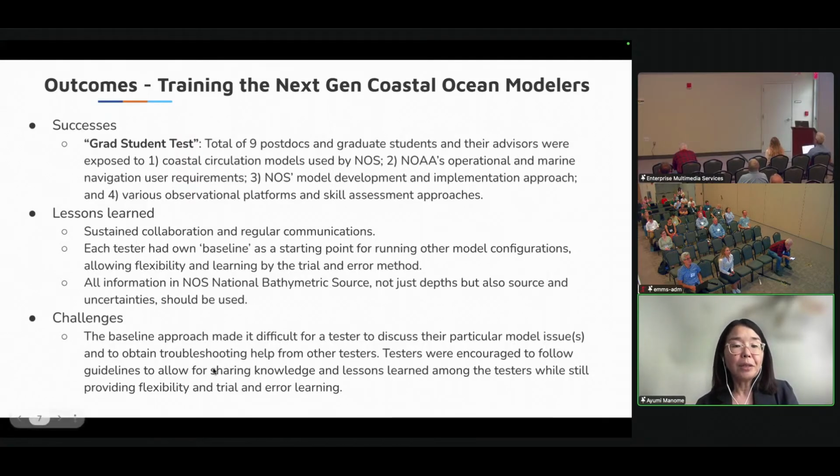There are also challenges. The baseline approach worked pretty well, but it also made it difficult for a tester to discuss their particular model issues and obtain troubleshooting help from other testers. We encouraged testers to follow guidelines and share knowledge and lessons learned among the testers, sort of forming a mutual learning network, while still providing flexibility and a trial and error learning approach.